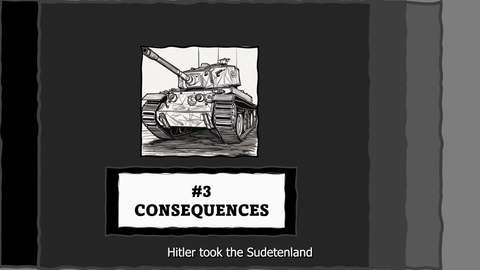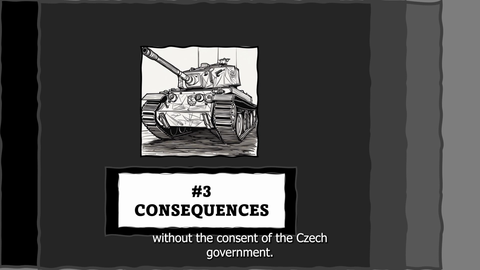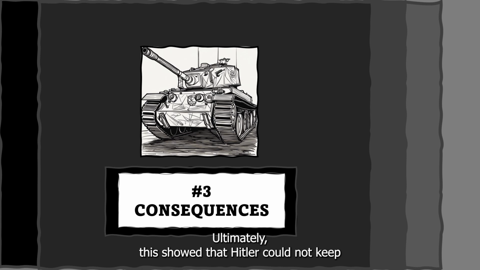Hitler took the Sudetenland without the consent of the Czech government. Facing no negative consequences, he then went further and took the whole of Czechoslovakia 6 months later. Ultimately, this showed that Hitler could not keep to his promises and ended Britain's policy of appeasement. At this point, war was almost inevitable.